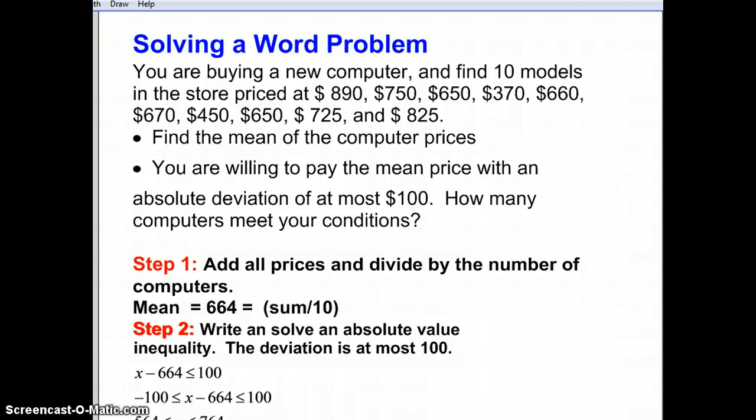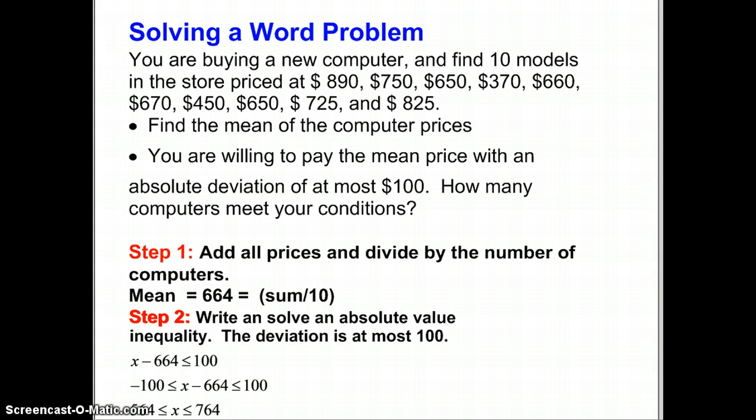In step 2, however, we want to write and solve an absolute value inequality, and the deviation is 100. To do that, you have x, the amount you're willing to spend, minus the mean. So it's the variable minus the mean has to be less than or equal to the absolute deviation that you're willing to tolerate. So he's willing to put up with $100 plus or minus. So we're going to rewrite that because it's a less than. So we have negative 100 is less than or equal to x minus 664 is less than or equal to 100.